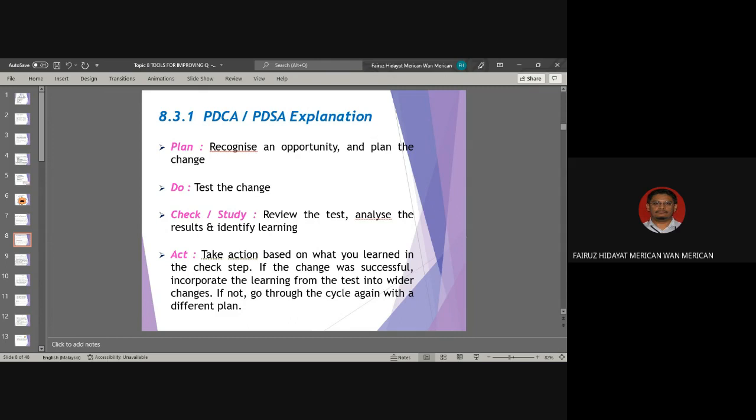Okay, they think of a new plan, and then they will implement the new change, and then they will study or check the results and analyze the results, and they will act based on the analysis. So if the new change managed to improve the quality, then they will apply that into the process. Okay, if not, then they will go through again and again. So a cycle. That's why it's called cycle. It's repeated until they find a successful or an effective change that will help improve the quality of their product or service.